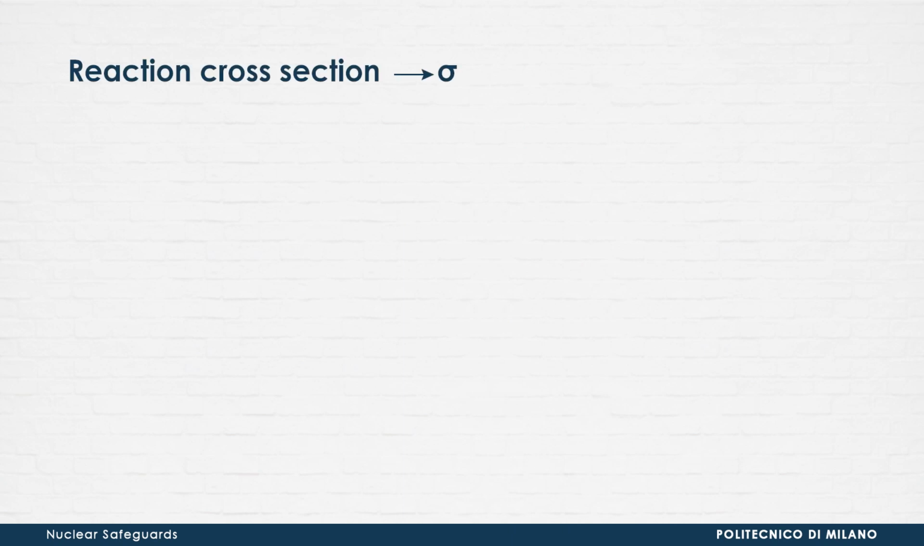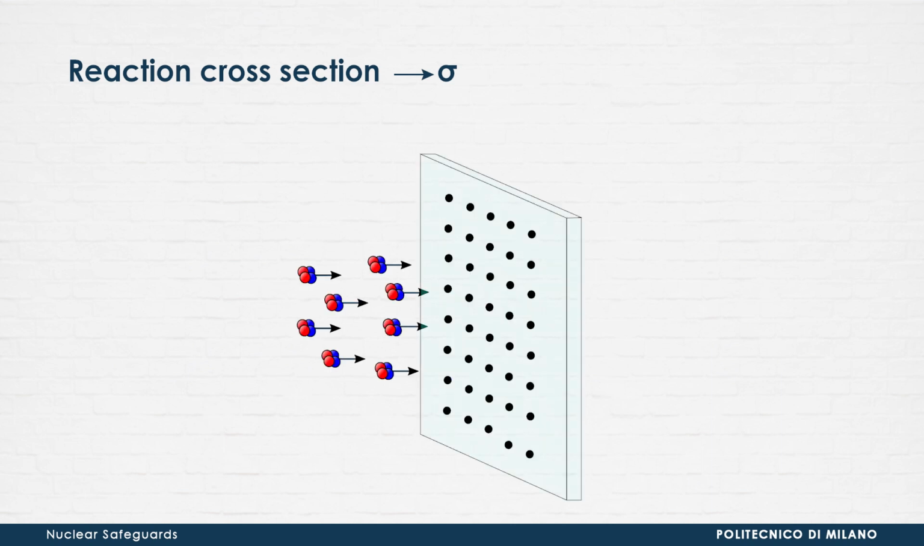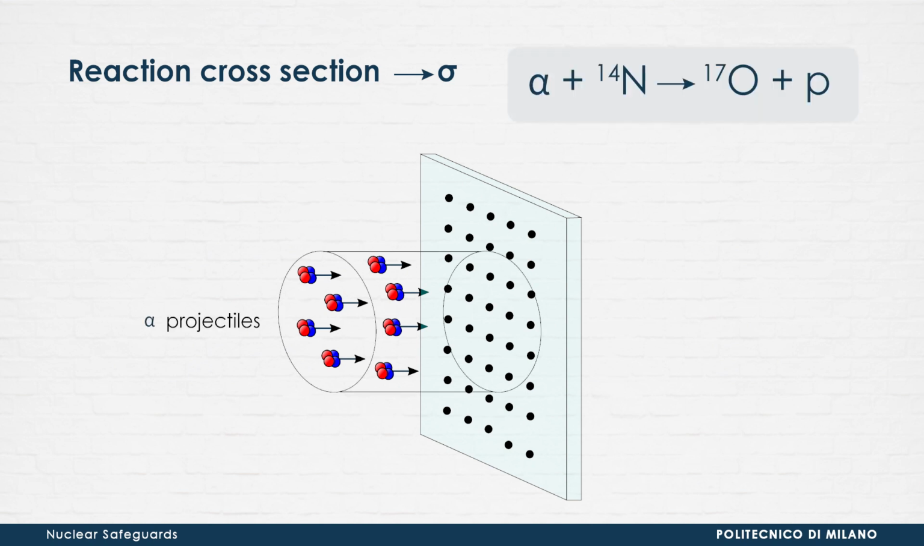For these reasons, a very important physical quantity is introduced in modern physics, the so-called reaction cross-section. The reaction cross-section is related to the probability of interaction between the projectile and the target. The definition of the cross-section has a strong experimental connotation. For example, let us consider this reaction. An alpha particle impinges on a nitrogen-14 nucleus and produces a proton and an oxygen-17 nucleus.